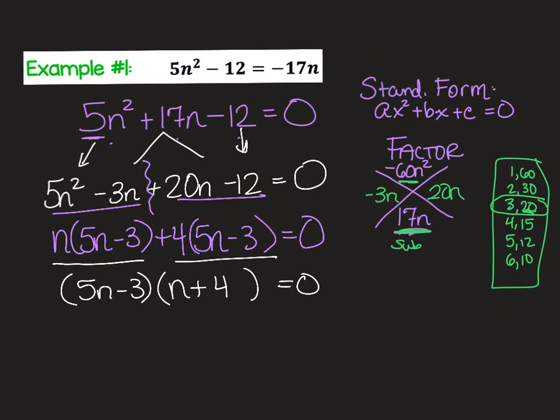I still suggest that you check your factors, okay, to make sure it actually works. 5n times n is 5n squared. Negative 3 times positive 4 is negative 12. The inner term is negative 3n. That's our inner. The outer term is 20n. And that does indeed add up to positive 17n. So we have factored this correctly.